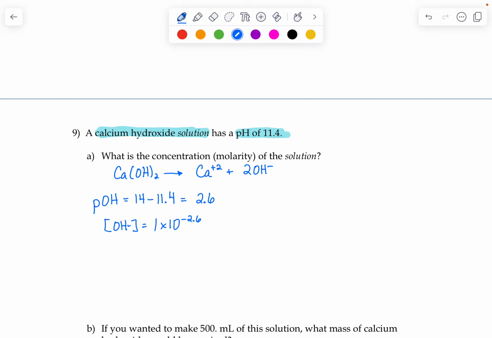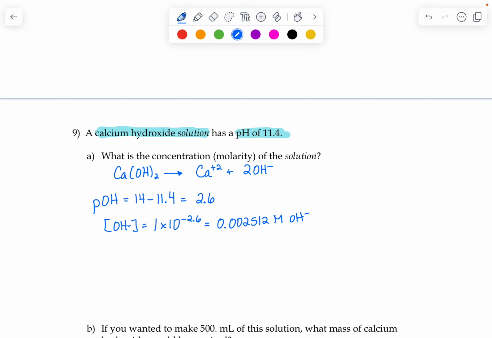And because I'm working with a base, there's your hydroxide. A little more convenient, right? So that's what we want, but it's not a properly written number. If you throw that into your calculator, you will get a properly written number of approximately 0.002512 molar. Or it might be written as 2.512 times 10 to the negative 3rd molar.